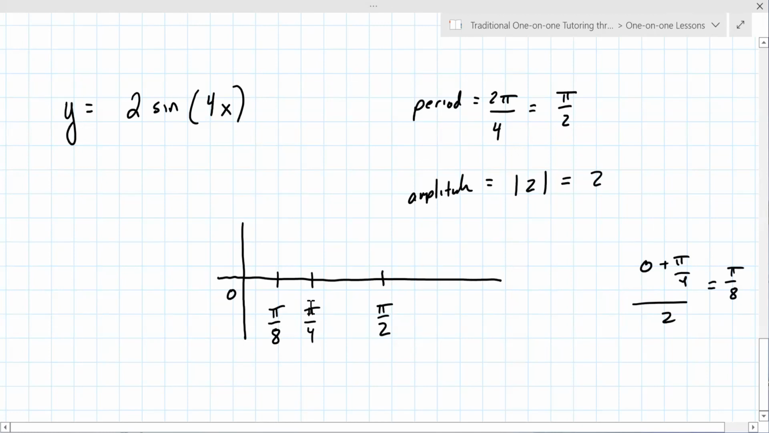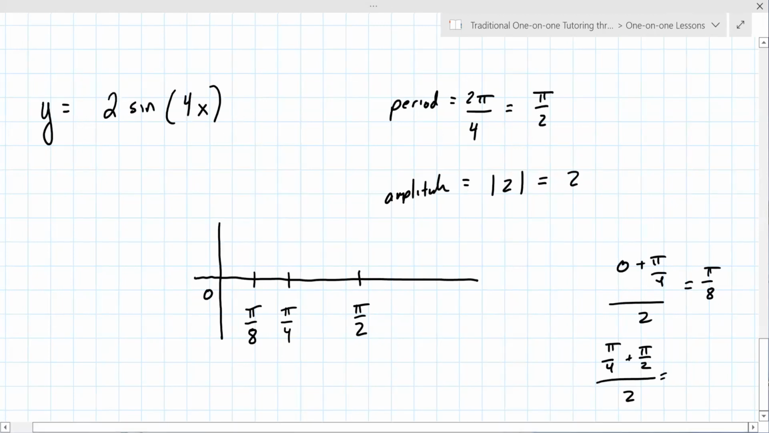So to find the one between pi over 4 and pi over 2, you would add them up. Yes, you have different denominators, but you should be able to handle this. At least that's what your instructors think to themselves when they're teaching this part of the course. So you get 3 pi over 4 over 2, 3 pi over 8, like that. So if I'm grading you on labeling these correctly, I don't know what your instructor will be grading you on, but that's at their discretion.